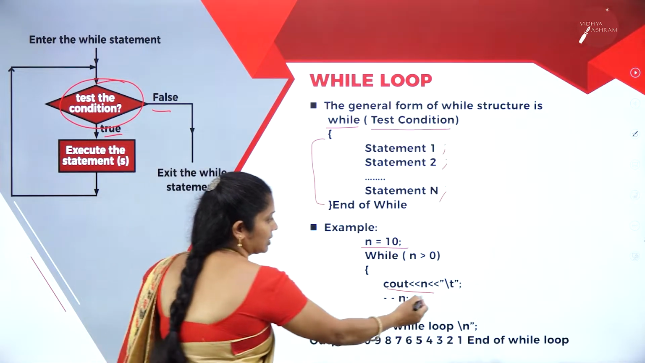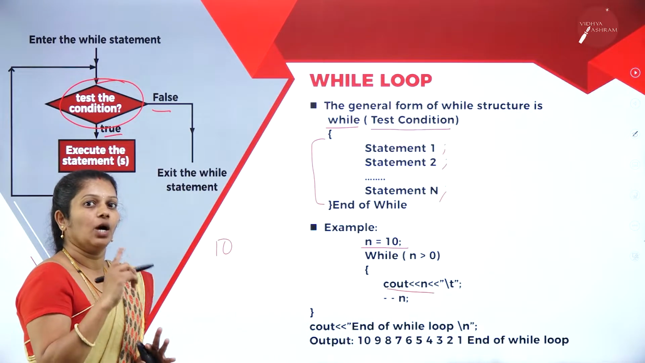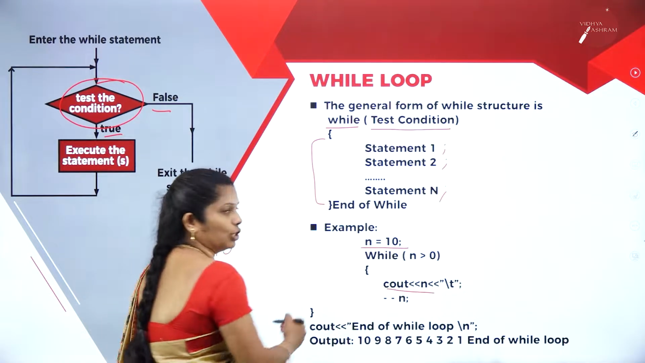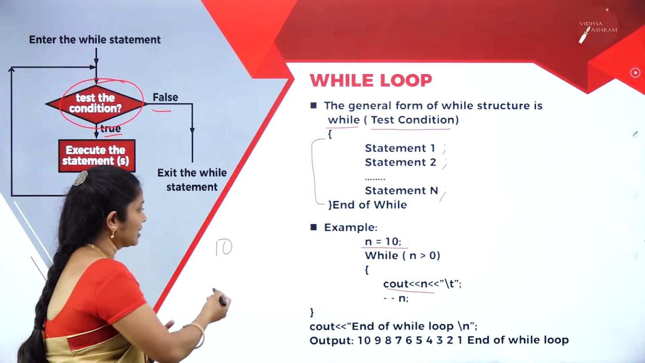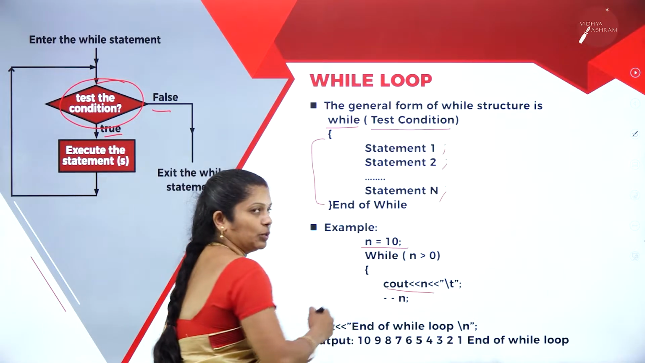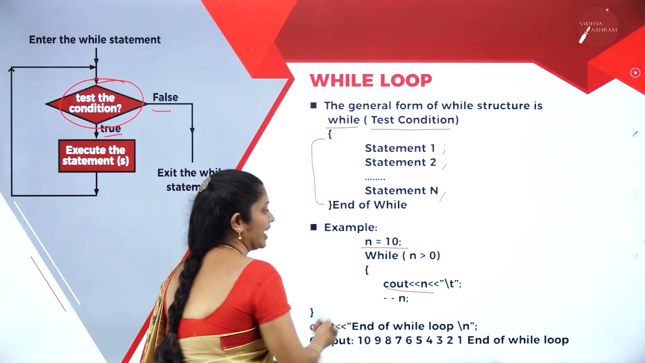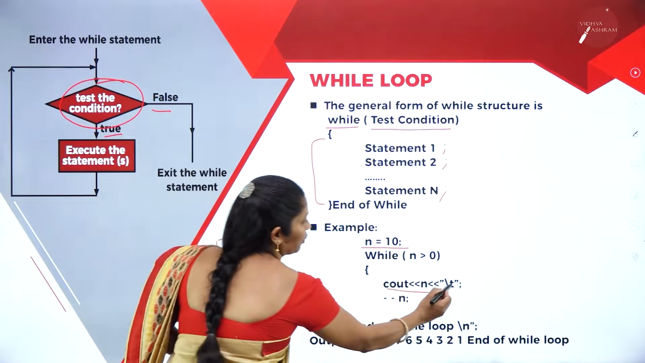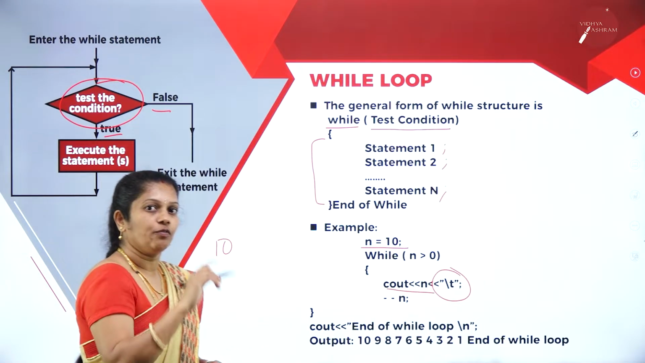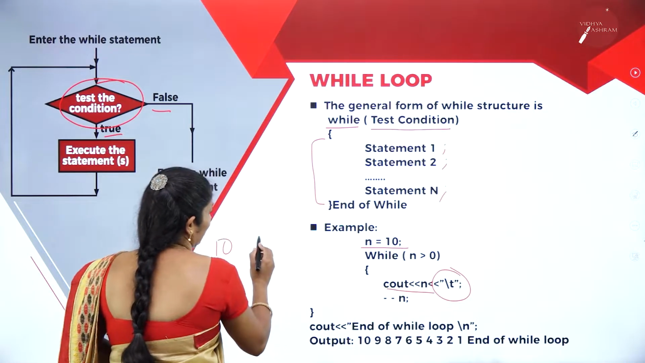Then afterwards, n minus minus is given. It means that now n decreases. After decreasing, once again it will go back to the loop. In the previous case n is 10; now it becomes 9. It will check the condition: 9 is greater than 0. Then what happens? Once again it will execute. In between we have written \t. It means it will leave a tab space here. Then it will display the value 9.